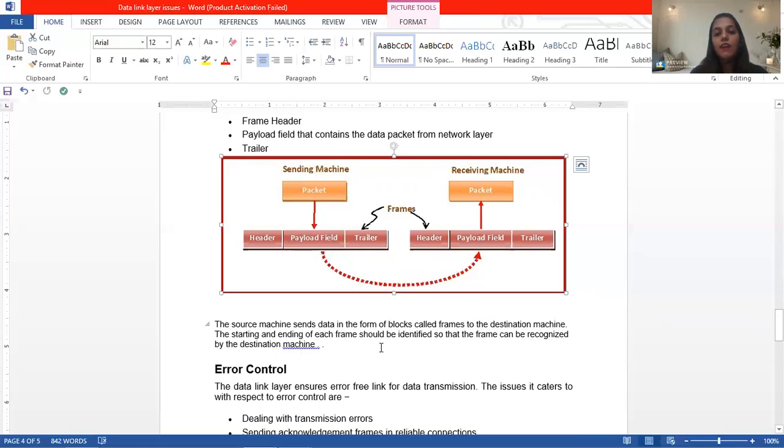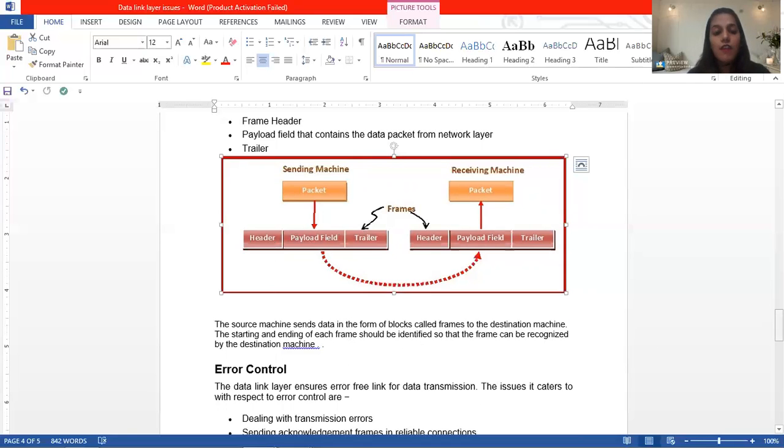The starting and ending of each frame should be identified so that the frame can be recognized by the destination machine, right? So the start and the end are recognized by the receiver, to know whether it is the same frame the receiver expected or some other frame, right? So this is all about framing. In framing, it is necessary that frames are synchronized and there are no duplicate frames or lost frames. All these are functions under framing.